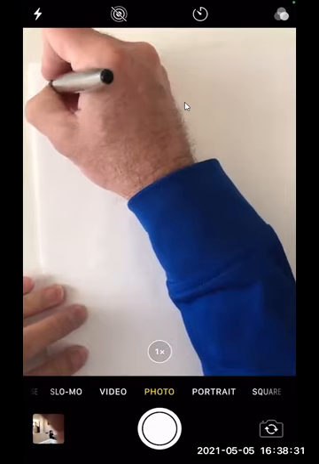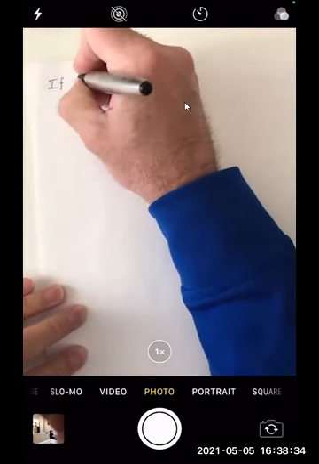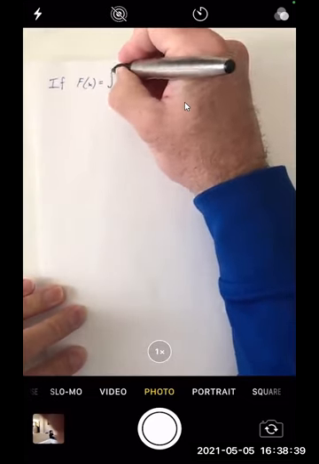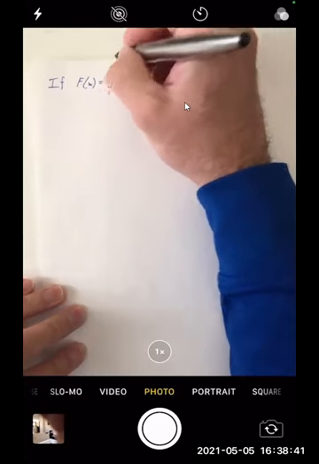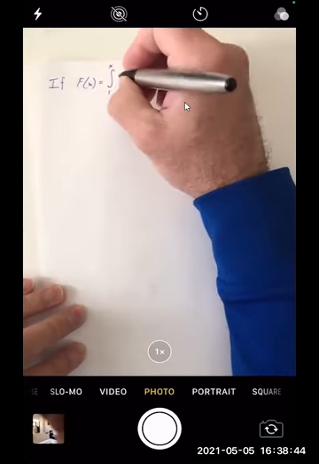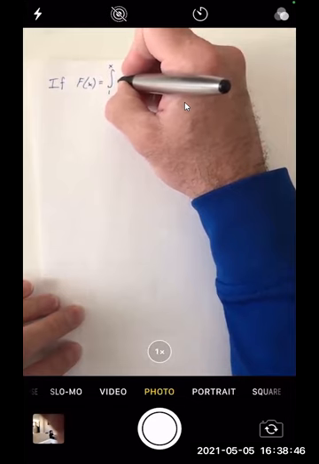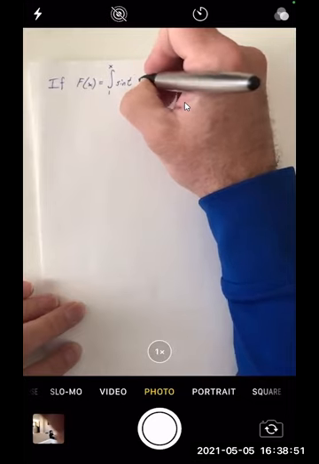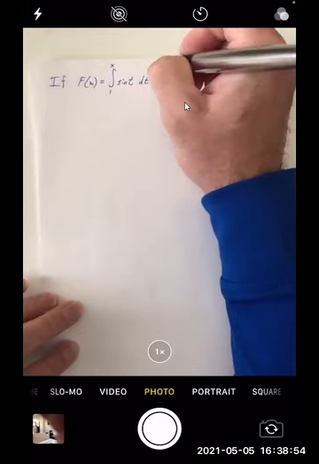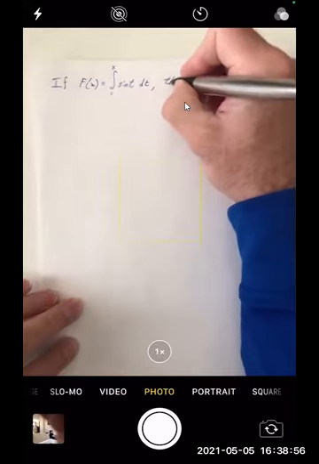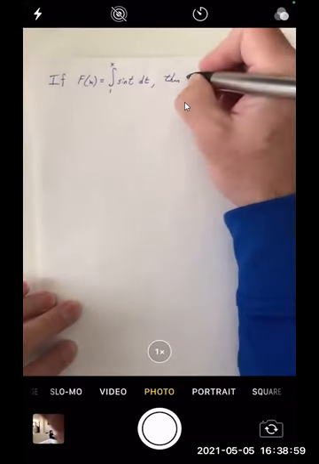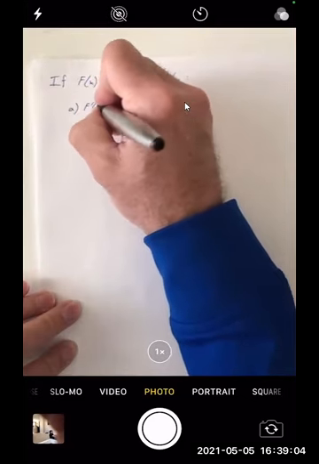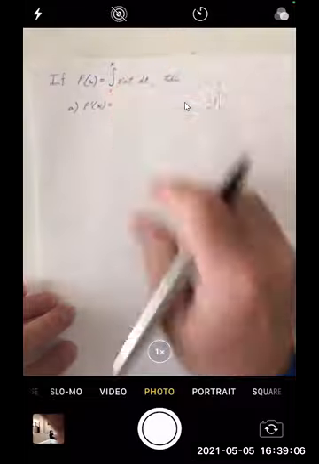So, if f of x is equal to the integral from, let's just do 1 to x of, we'll make it simple for this one, sine of t dt, then part A, what is the derivative of f?